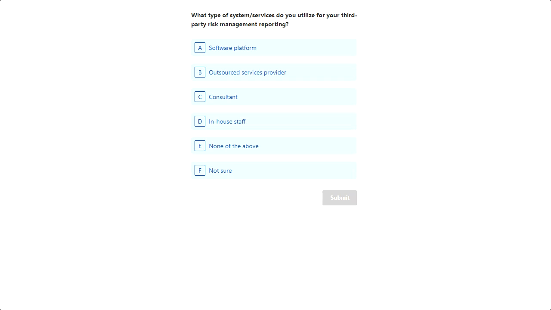And our third and final poll question of the day is, what type of system or services do you utilize for your third-party risk management reporting? A software platform, outsourced services provider, consultant, in-house staff, none of the above, or not sure?